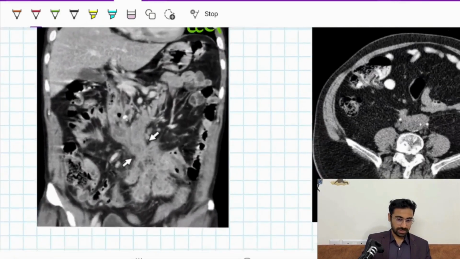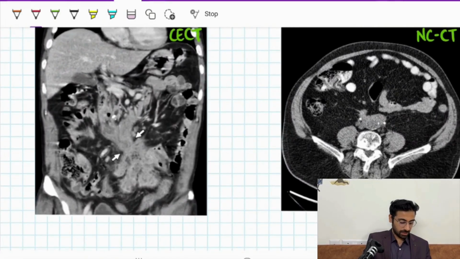Here in the CT, you can see that there is a soft tissue within the mesentery. It is causing intense desmoplastic reaction. So this was a case of IgG4 related sclerosing mesenteritis.